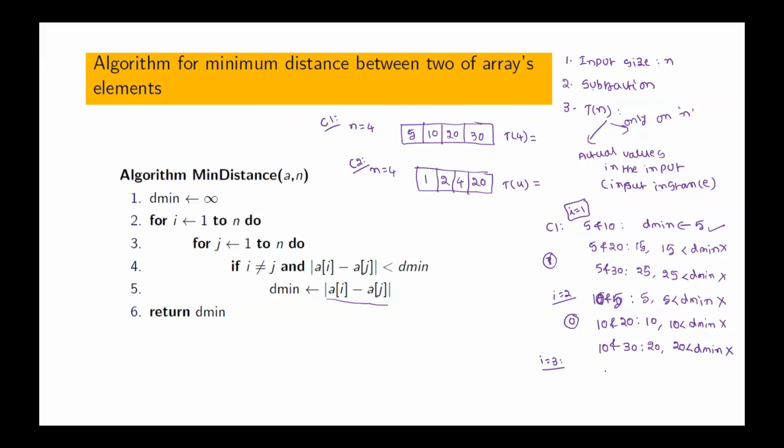Here also, let me write the elements. First it compares 20 and 5. Next 20 and 10. Next 20 and 30. Here also 0 times. When I equals 4, it compares 30 and 5, 30 and 10, 30 and 20.